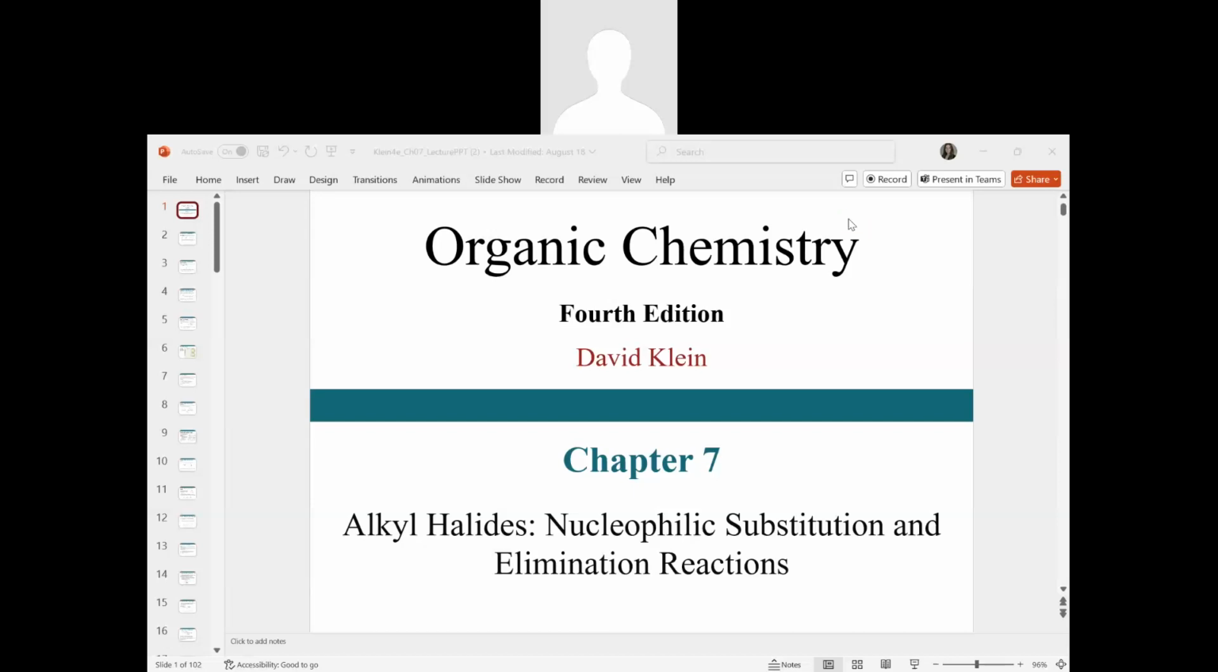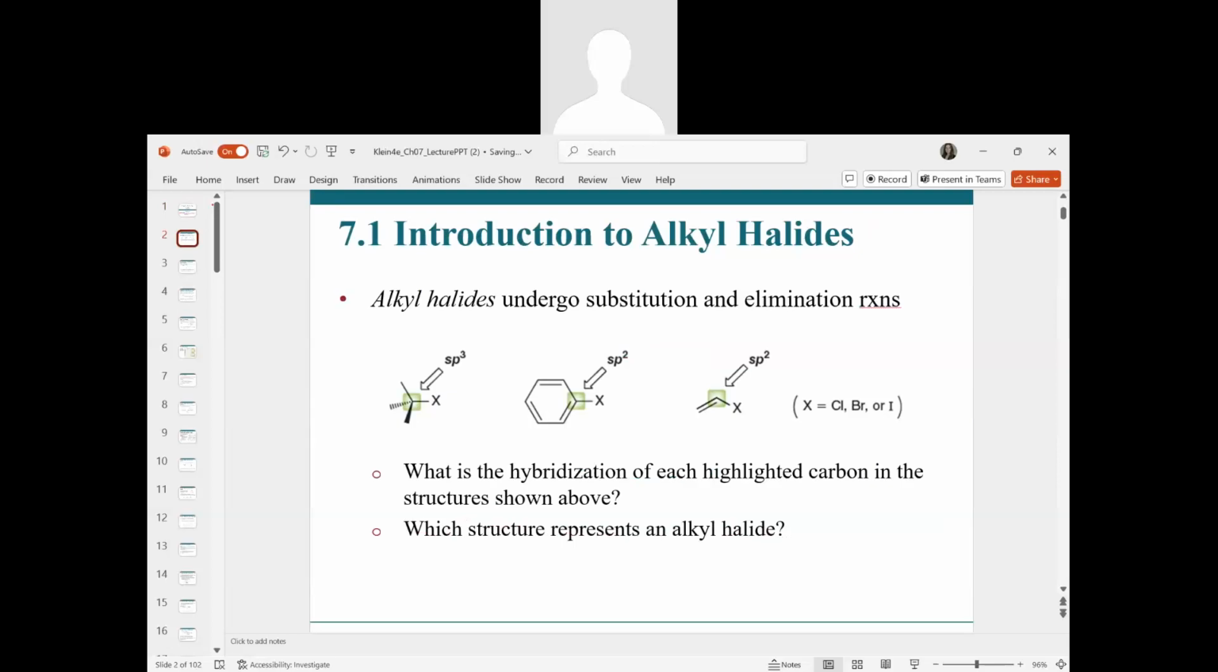In Chapter 7, we're going to take a look at a specific type of compound referred to as an alkyl halide. And we're also going to look at two specific types of reactions that these compounds go through. The first is called a nucleophilic substitution, and the second is an elimination reaction. So what exactly is an alkyl halide?